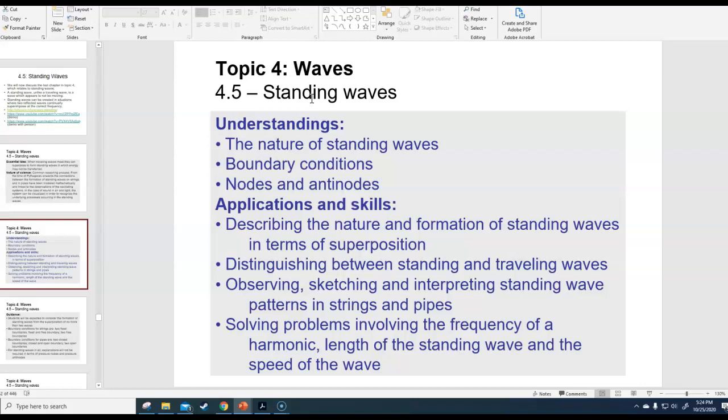Distinguishing between standing and traveling waves, that's not difficult at all. Observing, sketching, and interpreting standing wave patterns in strings and pipes, that's something you'll become pretty familiar with. And then solving problems involving the frequency of a harmonic, length of the standing wave, and the speed of the wave. That's also very straightforward to do. It all comes down to the wave equation, essentially v = λf, wavelength times frequency. And so we'll see problems like that.